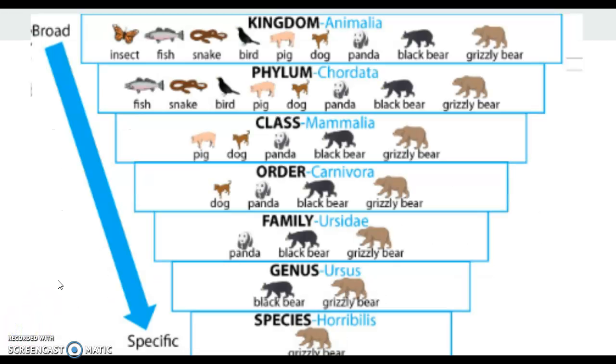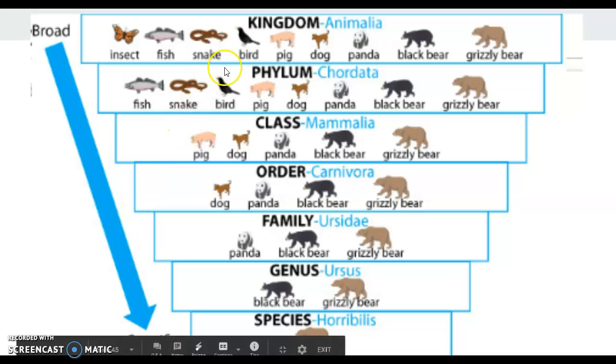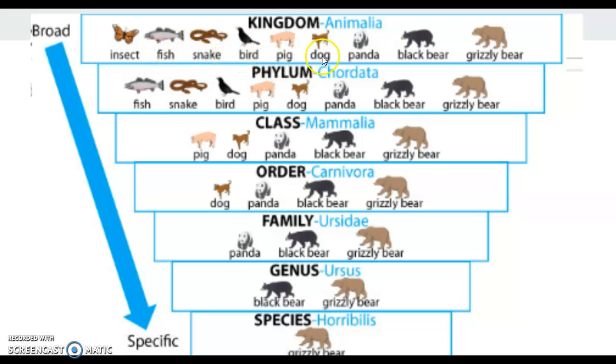So this diagram shows how that hierarchical system of classification starts off really broad and then narrows down at each level. For example, we have the kingdom Animalia. This includes all the animals: insects, fishes, snakes, birds, and all mammals, like pigs, dogs, pandas and bears.